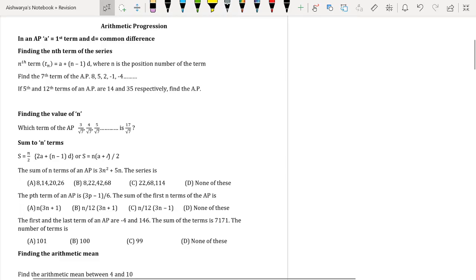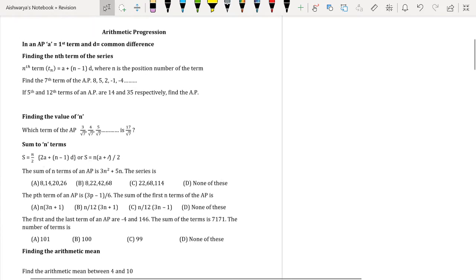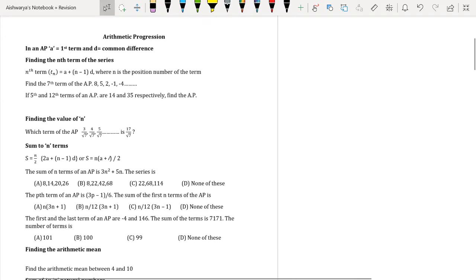Okay, so let's start this session. We are going to do sequences and series first. In sequences and series, we are going to start with arithmetic progression. I've tried to compile as many questions as may be relevant for you from an examination perspective.